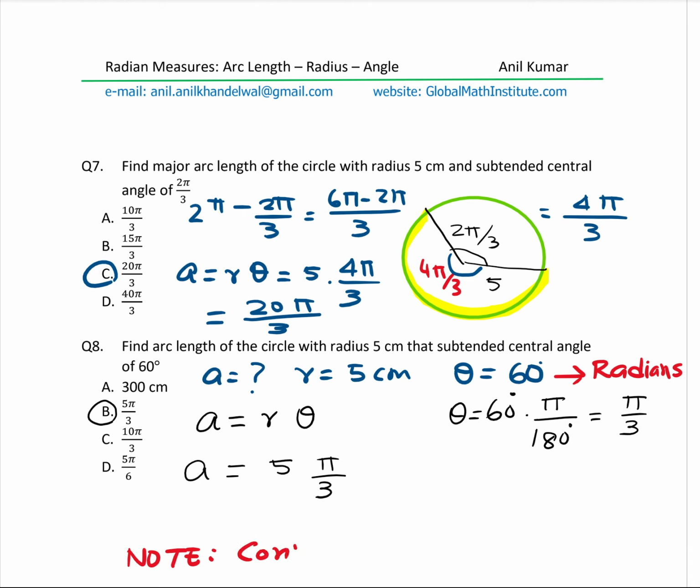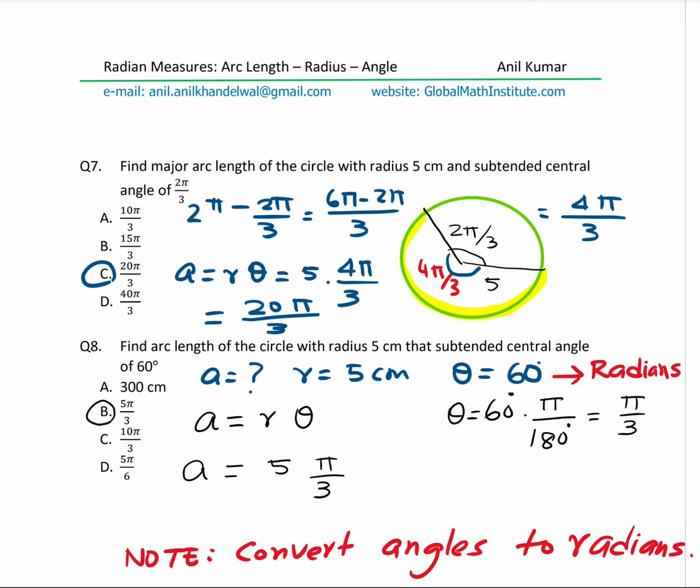Convert angles to radians. Perfect. And then only you can use the formula A equals r theta. Otherwise, this is not valid. So we are almost at the end.